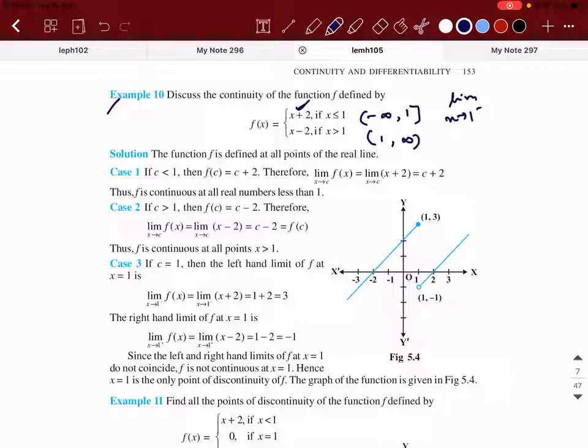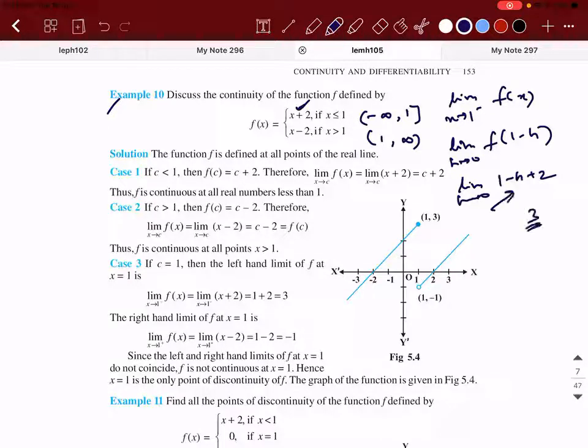Limit x tends to 1 minus. What will you write? F of x. So limit h tends to 0, f of 1 minus h. So what is this? Limit h tends to 0, 1 minus h. Now what am I supposed to do? Very good. 1 minus h plus 2. Substitute the limit. It will give you 3.